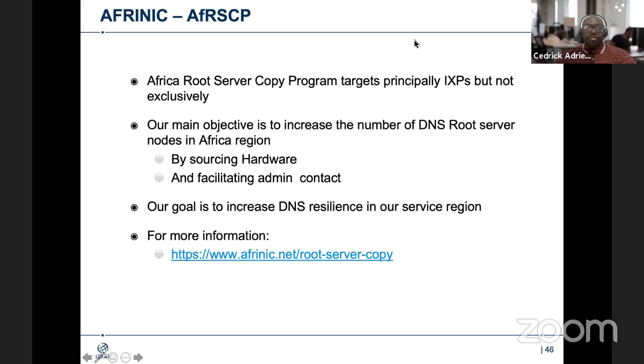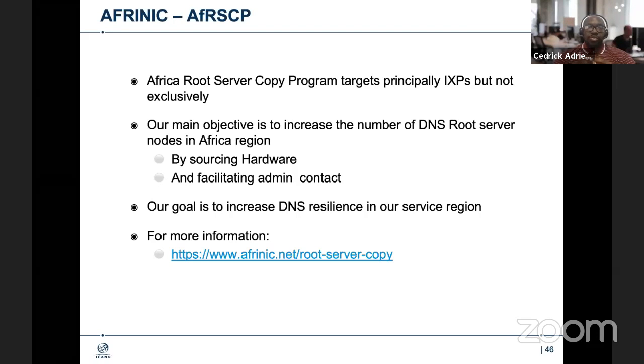This is a program that AFRINIC started years ago, and to target principally IXPs, but not exclusively. The question will be why IXPs only, why mainly IXPs? This is simply because at that time, most of the IXPs in Africa were voluntary based. So it was an initiative from the community to build an IXP, and most of the time there were not enough funds to maintain the IXP. So that's the reason why the program targets principally the IXPs.